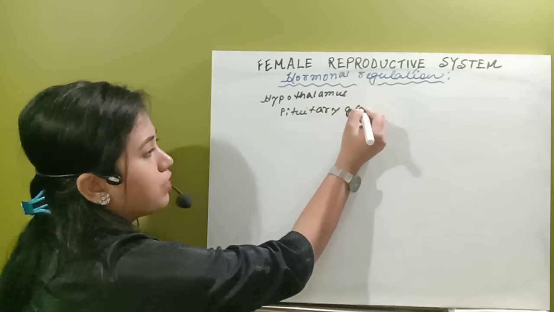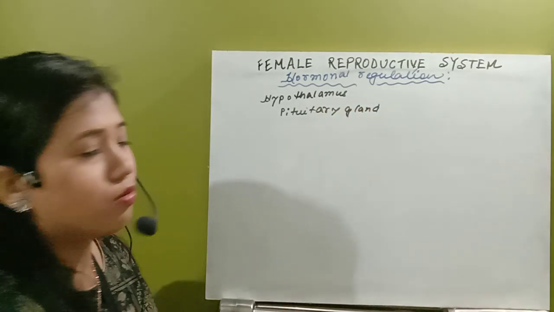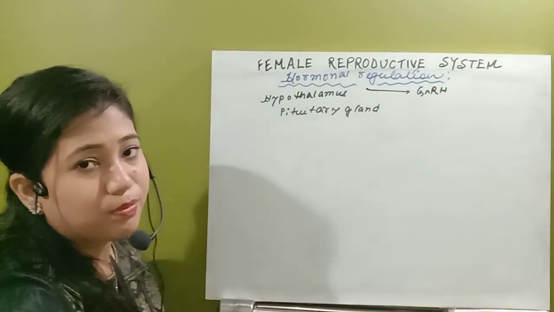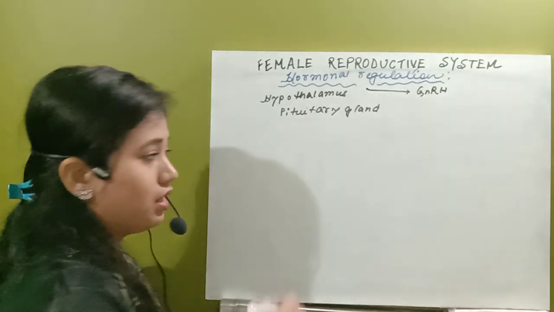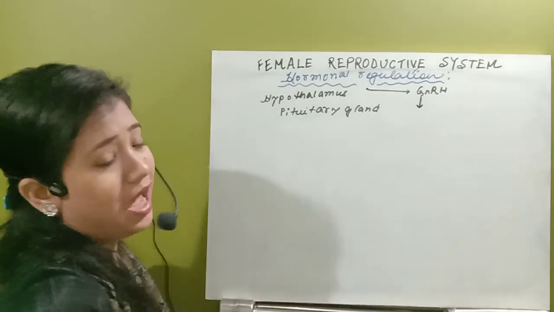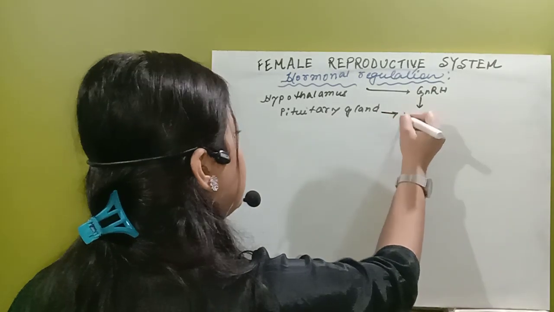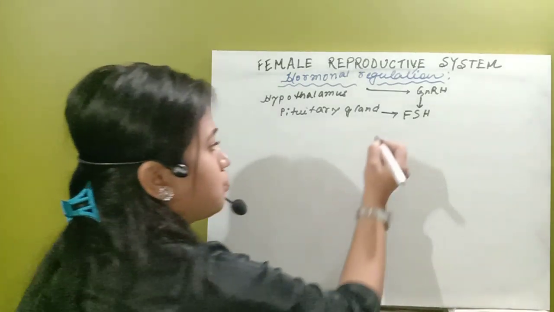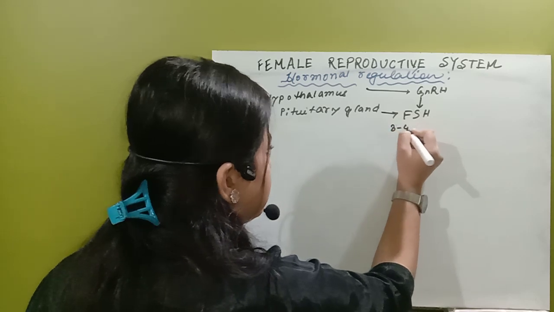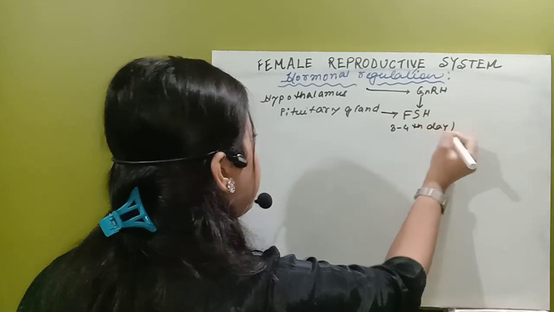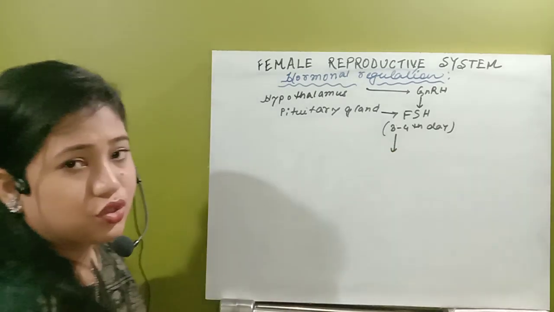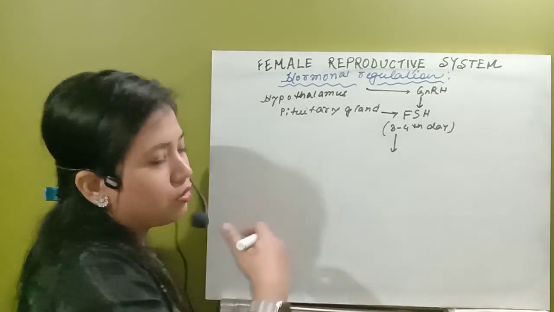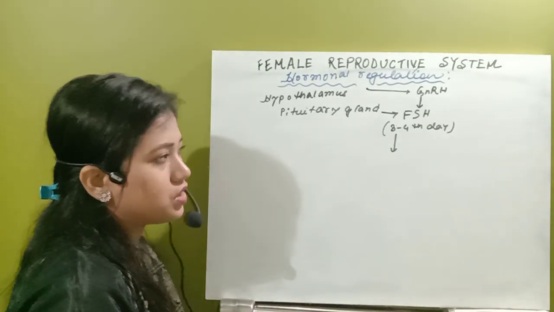First of all, this hypothalamus will release a hormone, that is GnRH. So GnRH, gonadotropin releasing hormone, will stimulate the anterior pituitary, and then the anterior pituitary releases a hormone that is FSH. Whenever FSH is released, on the 3rd to 4th day, via the blood it will reach the ovary and stimulate the process of oogenesis. That means now we'll see the process of oogenesis.